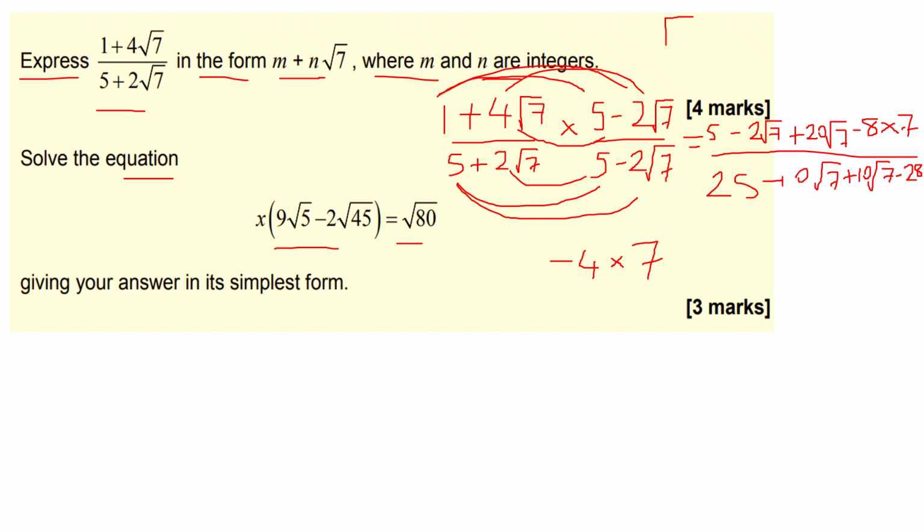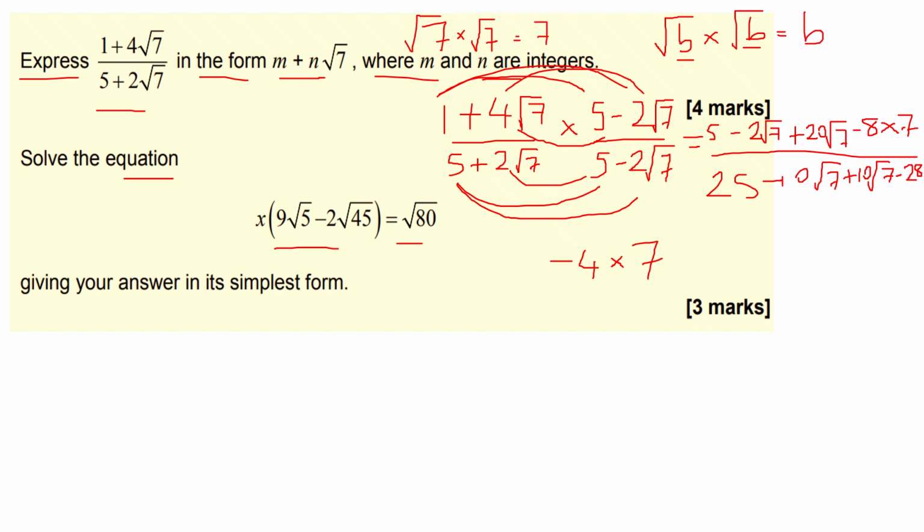Remember your laws of surds. If I have root b times root b, that is just simply b. It's just simply the number inside the square root. So root b times root b is just b. Root 5 times root 5 is 5. Root 6 times root 6 is 6, and so on and so forth. So therefore root 7 times root 7, if you're ever unsure, is root 49, which simplifies to 7.